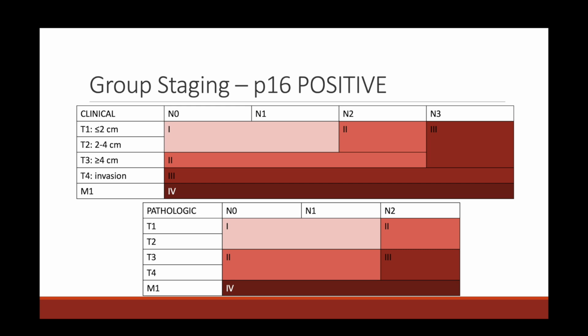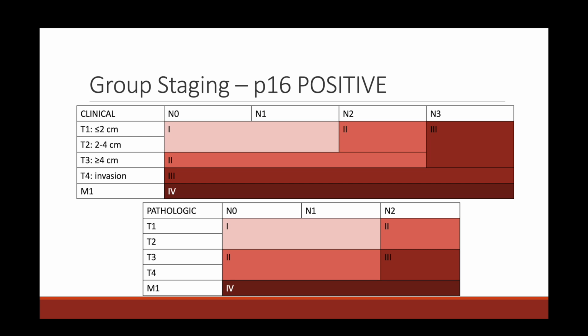So for both of these, stage 4 is anything that is M1. And even if you're T4, even if you're N2 or N3, if you're P16 positive, you are still not considered a stage 4. That's starkly different from P16 negative, right? Where if you were T4 or N2 or N3, you are automatically stage 4. However, for P16 positive, the only way you can be stage 4 is if you have distant metastasis. Otherwise, you're stage 3 or lower.